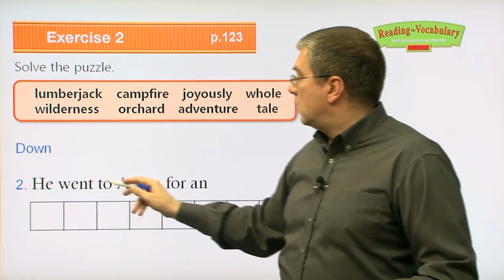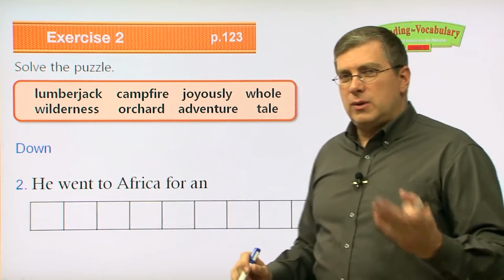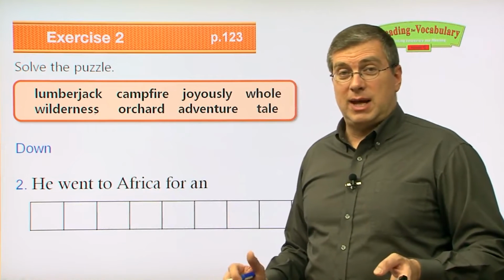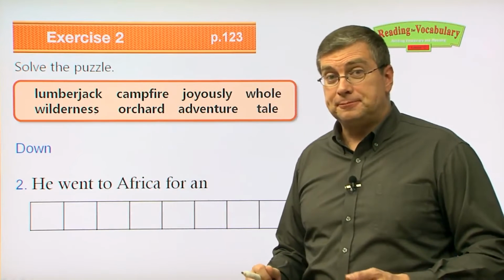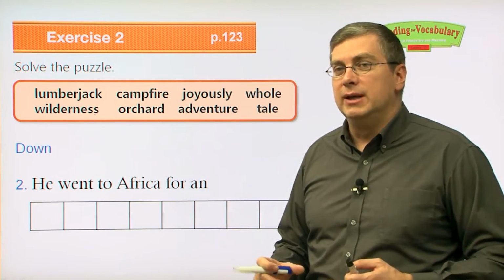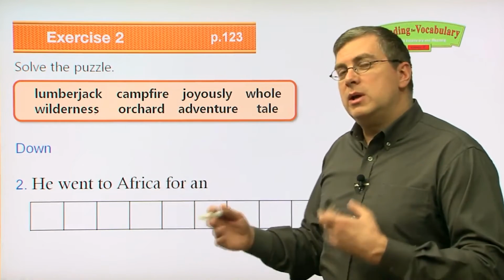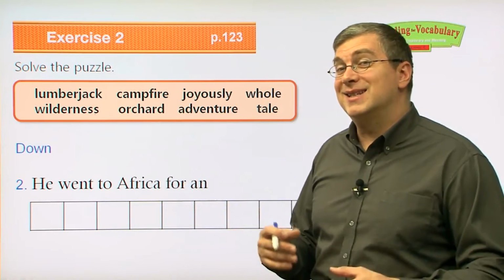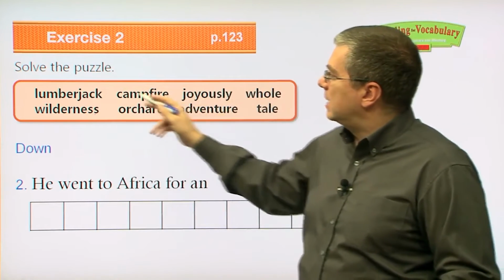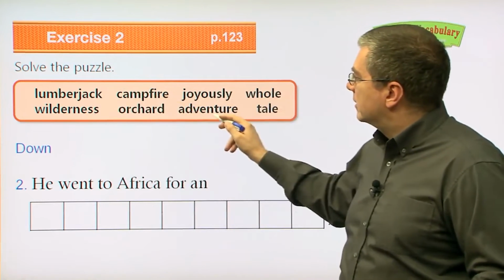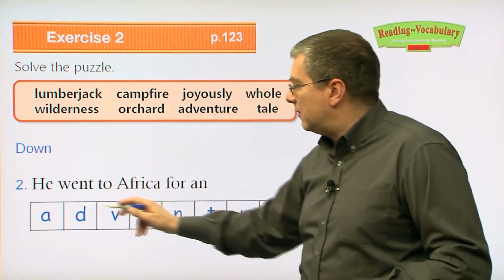Number 2, he went to Africa for an what? If you go to Africa, right, it's a different place. Different people, different style of architecture, many wild animals, very beautiful scenery, right? So what will you have? You'll have a wild and exciting time, won't you? What means wild and exciting time? Probably this word here, adventure. He went to Africa for an adventure.